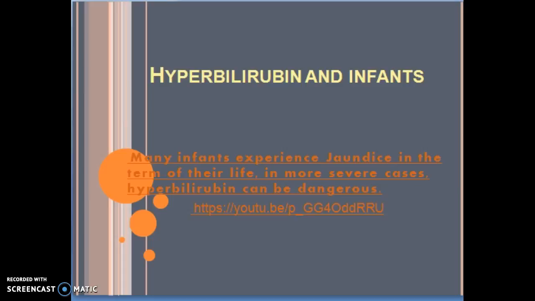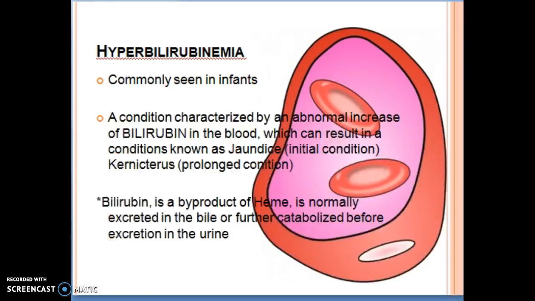Hyperbilirubin is most common among infants. It's usually seen with jaundice. That's one of the most common indications that people use, and it can be highly dangerous for children. Its initial condition is jaundice, like I said, a symptom, and then the prolonged condition is kernicterus. That is the most irreversible condition. You don't want your child to get to that point. You want to actually seek medical treatment prior to that.